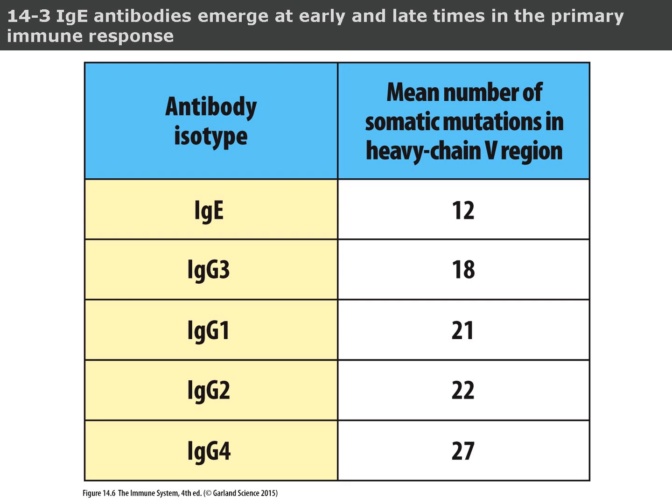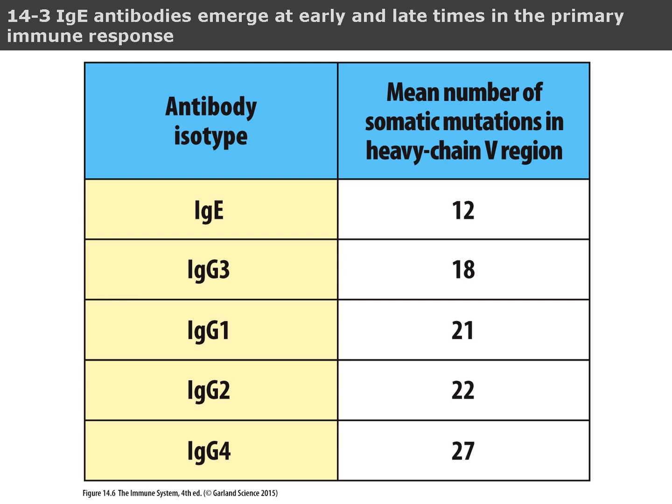This suggests that immunoglobulin E antibodies often arise earlier in the immune response, before extensive rounds of mutation and selection occur. In contrast, immunoglobulin G subclasses show progressively higher numbers of somatic mutations. Immunoglobulin G3 antibodies have an average of 18 mutations. Immunoglobulin G1 antibodies average 21 mutations. Immunoglobulin G2 antibodies average 22 mutations. And immunoglobulin G4 antibodies have the highest mean with 27 mutations.